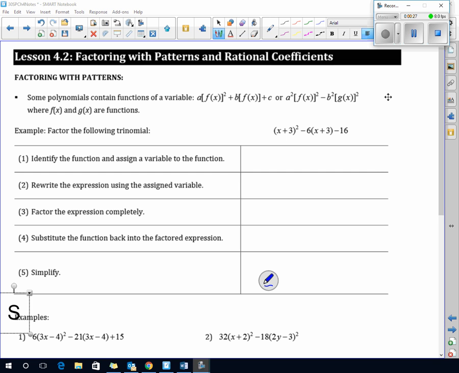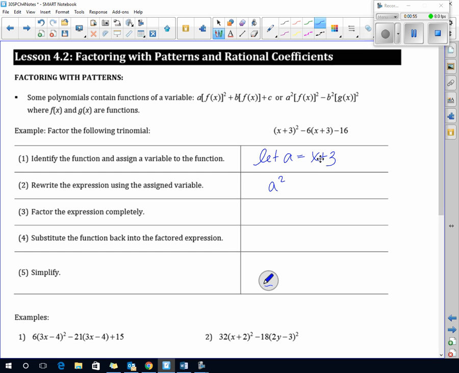So what I do is I introduce a new variable and I say let a equal x + 3. I always choose a. And then I rewrite it with an a in it. So instead of (x + 3)², I'm going to write a². Instead of −6 times (x + 3), I'm going to write −6a. And then −16. Now, would you agree that this is a pretty easy one to factor?